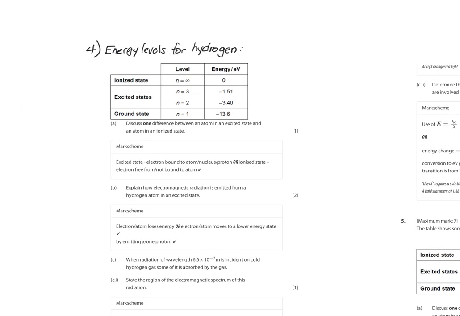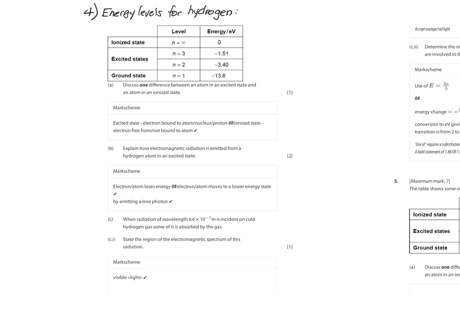So 4A, one difference between an atom in an excited state and an atom in an ionized state. Excited state, electron bound to the atom, and then the ionized state means the electron is not bound to the atom. I pretty much just said that in discussing the table. So that's 4A. And in B, how is electromagnetic radiation emitted from a hydrogen atom in an excited state? The electron falls down to a lower state and emits a photon.